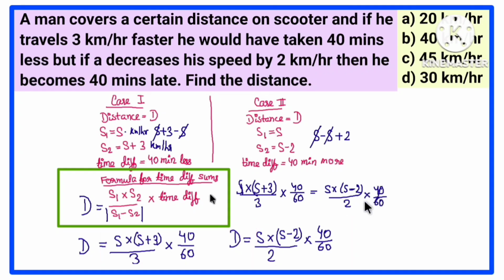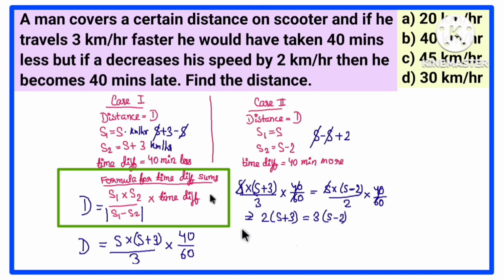Now cancel this one and this one, because on both sides we have the same thing. This s in multiplication and this s will get cancelled. So finally, cross multiply: 2 into (s + 3) equal to 3 into (s - 2). Now if we solve this, we get 2s + 6 equal to 3s - 6. So if we take s on the same side, 3s, we take this side, we get 3s - 2s equal to 6 + 6. Then 3s - 2s, that is s, equal to 12 km/h.